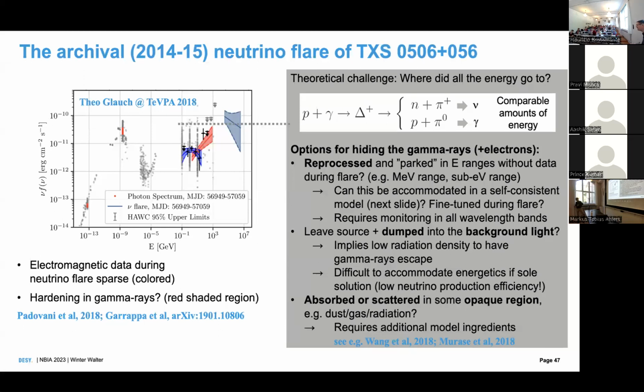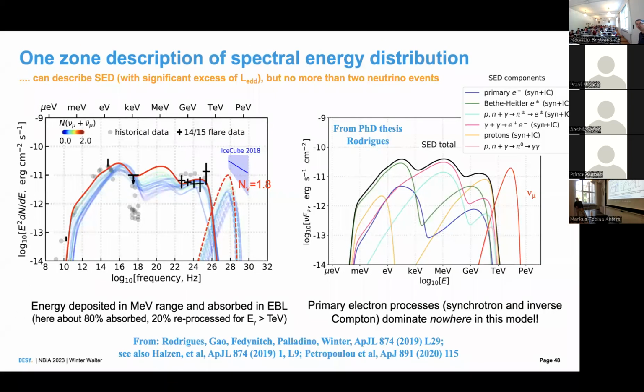So if the source is optically thin, they would interact with the CMB and it would be absorbed there, or other possibilities. But you have to invent something to actually explain that. And I want to just show you one example of how this can be done. This is one of the more exotic models where you would actually have the data if you wanted. I mean, the theorists are not stupid.